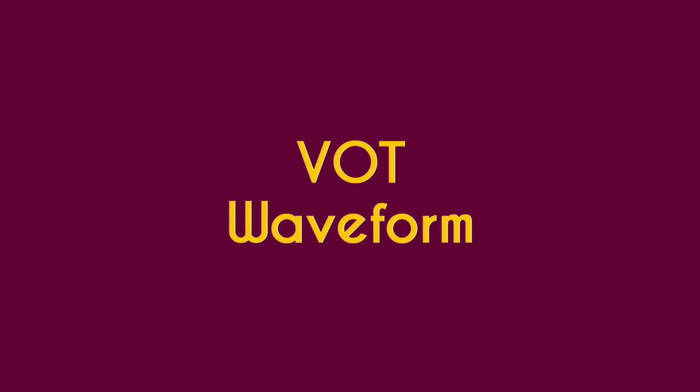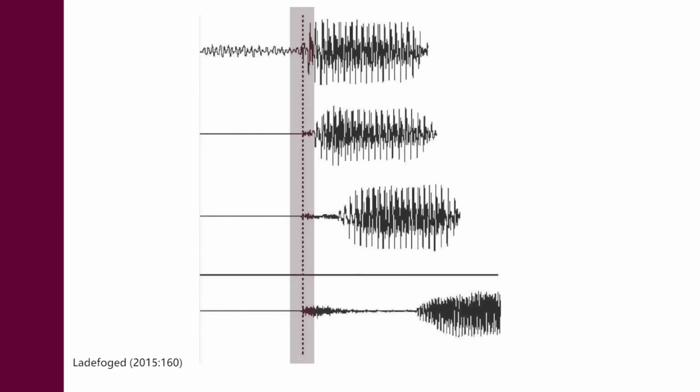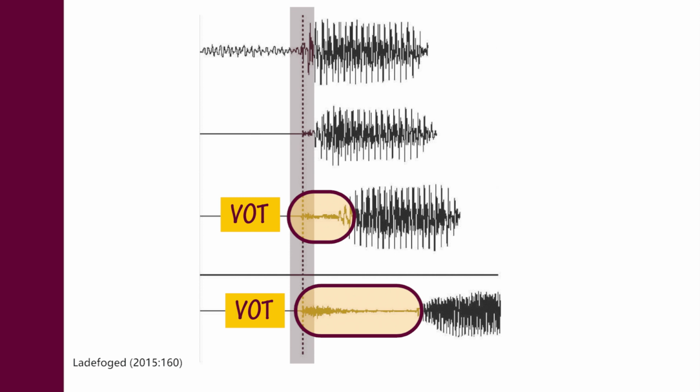I'm going to put a picture here. Do you see the dashed line, the dotted line? It represents the release. In the first one, you have voicing beginning before the release. In the second one, you have almost no VOT, it's very slight. But in the third one and fourth one, you have more VOT, with the fourth one having the most.